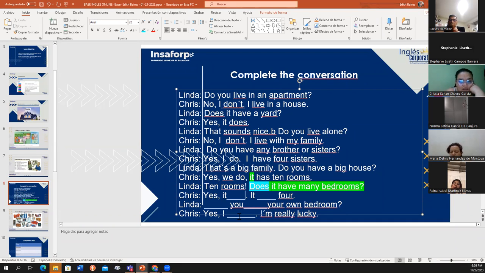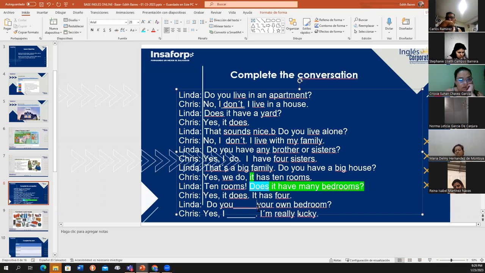It does. Remember, la pregunta que inicia con does. Porque si yo le hago una pregunta con el verbo to do, usted me va a responder con el verbo to do. Si le hago una pregunta con el verbo to be, your answer will be with the verb to be. Yes, it does. It has four. Do you have your own bedroom? Yes, I do. I'm really lucky.